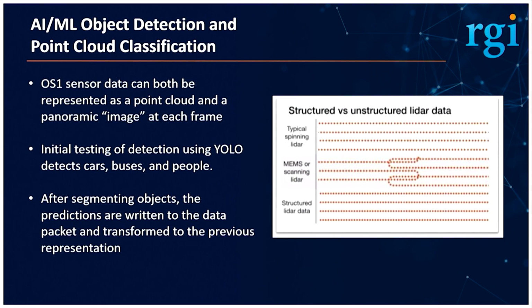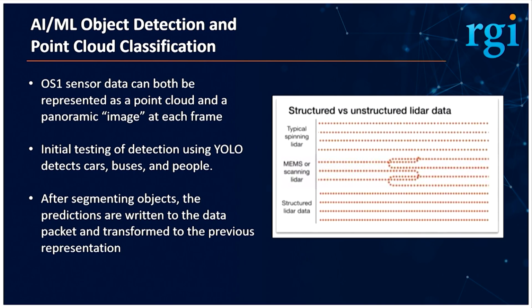On the right here, this is just an image of the thing that the Ouster brings to the table, which is the bottom portion of this, which is structured LiDAR data. You can see everything's nice and even, those pixels, and that's how we get those images really easily out of that sensor. As I mentioned, the sensor data can be represented as both a point cloud and a panoramic image at each frame, which goes into the SLAM algorithm.